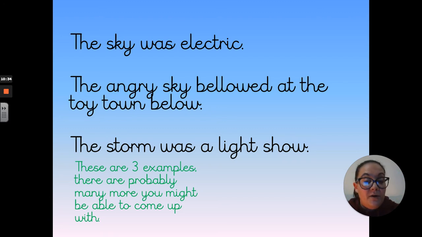And I've put a third option: the storm was a light show. Because if you ever think about fireworks going off, or seeing a light show at Christmas, or you go to an event somewhere and you've got lots of flashing lights that pop up at different angles and grab your attention, that's a bit like what it's like when lightning's happening in the sky. So these are just three examples which I've put together for that previous image. As I've already said, I'm sure you could come up with something better than I have with some thinking time.